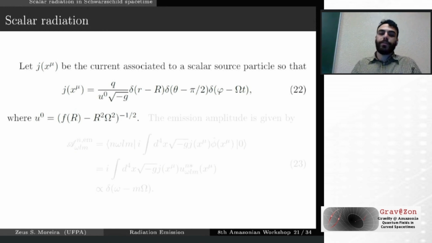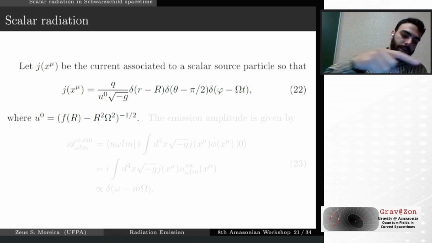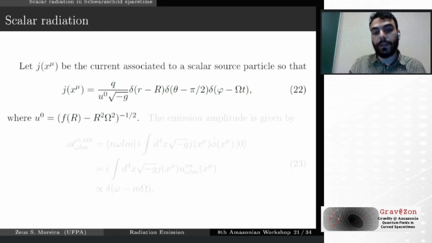Right. We wish to consider a particle that is orbiting a charged black hole in a circular orbit. So for this, we define this current, the scalar current, which localizes the particle at a radius capital R in the equatorial plane and with angular velocity capital omega.